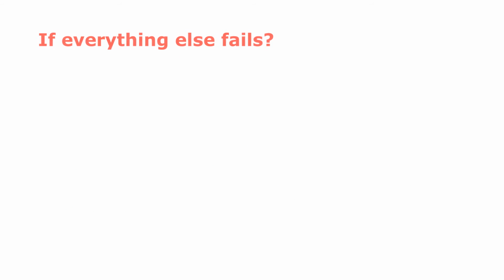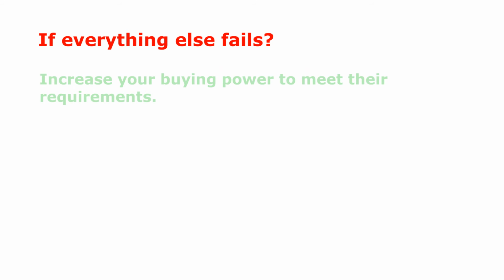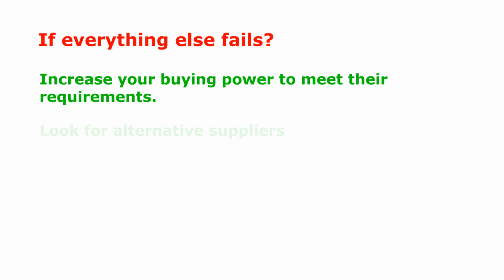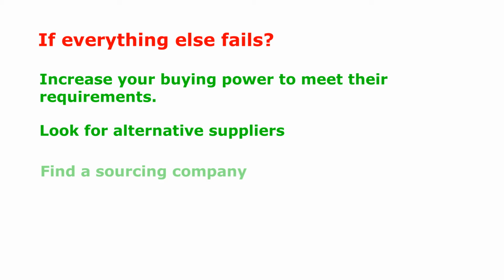If everything else fails and after several attempts the supplier still doesn't budge on their MOQ, you simply have no choice but to, for example, increase your buying power to meet their requirements. Maybe you can wait a month or 2 and save up a bit more. Or you can look for alternative suppliers offering the same product at lower MOQs. Another option is to find a professional sourcing company and see whether they can help you find suppliers with lower MOQ requirements.